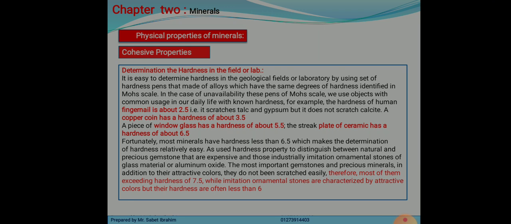While imitation ornamental stones are characterized by attractive colors, their hardness is less than 6. So if we use a plate of ceramic to scratch a gemstone, and if the gemstone is scratched, this is not a real gemstone, it's artificially prepared. But if the hardness is more than 7, this is a real gemstone.